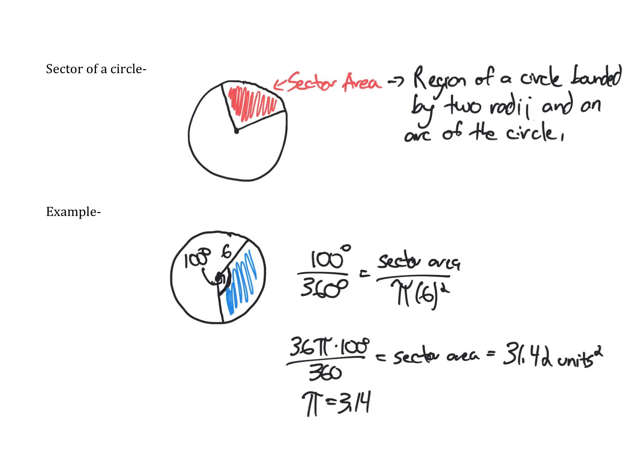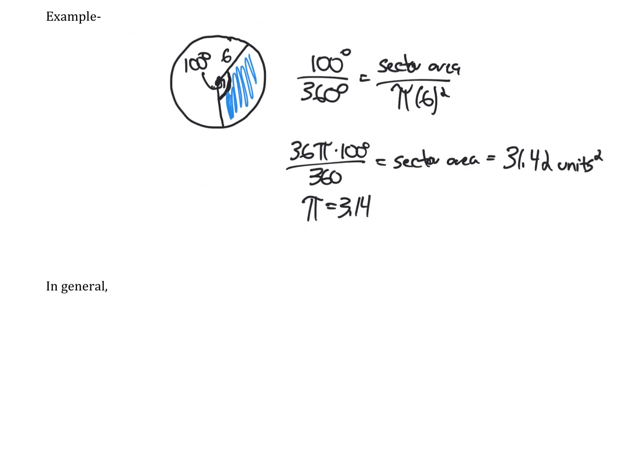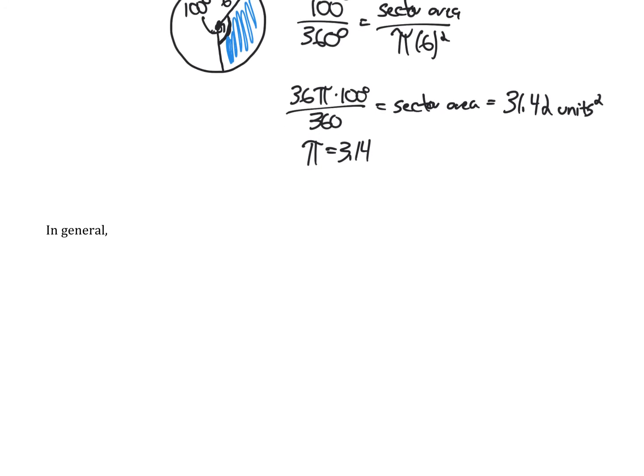So in general, if we want to come up with a general formula here, it's pretty straightforward. All we're going to do is take my central angle, whatever that is, over 360, and set that equal to your sector area over your area of the circle.